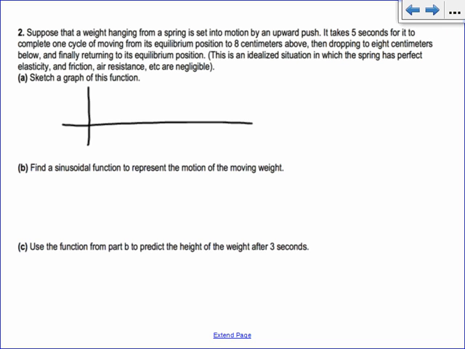I'm taking the spring and I'm pushing it upwards first, and it's going up, and then it's coming down, and it's going back up, and it's going to keep repeating this. Okay, and it goes up to a height of 8, and it goes down to a height of -8. And it takes 5 seconds total for it to reach the end.